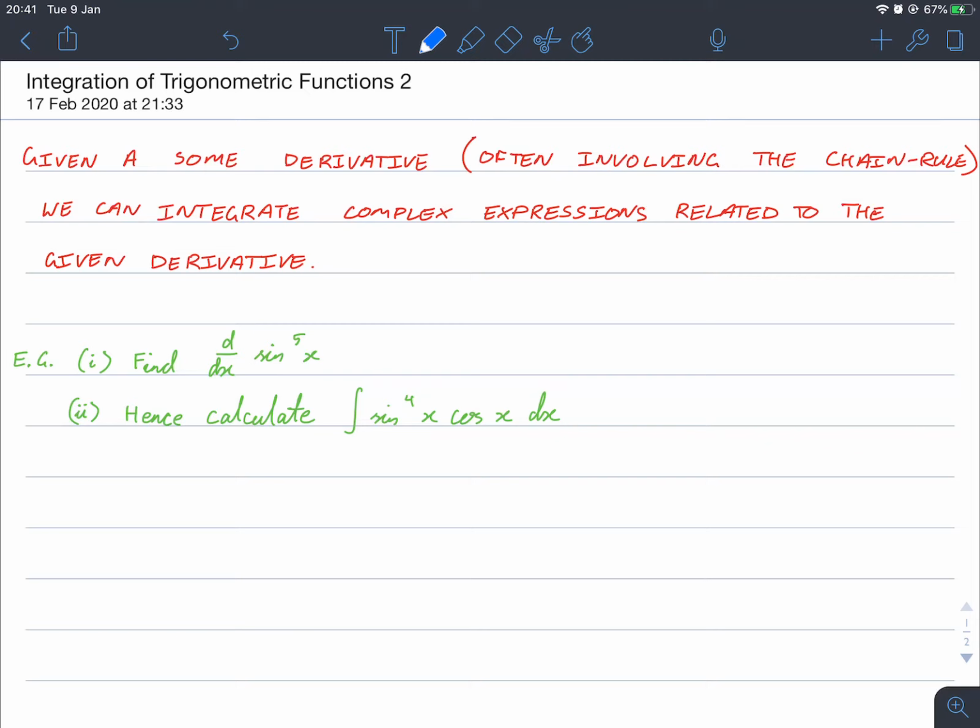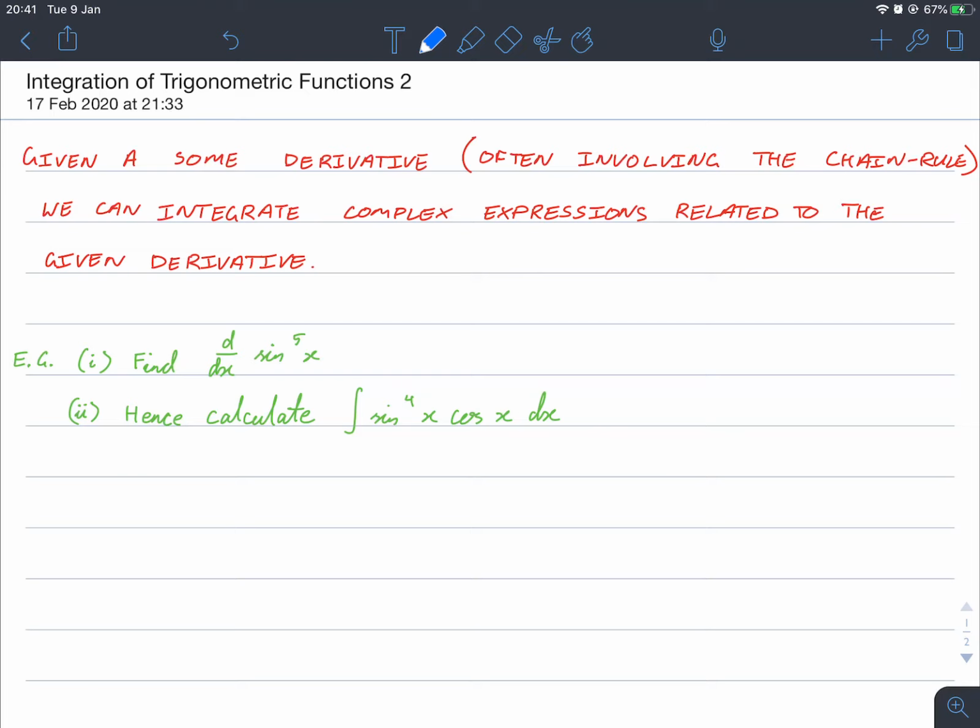Hello class, this is a video tutorial on the integration of trigonometric functions part 2. So in this video we're going to look at integrating complex expressions, but before that we are going to be given some derivative, often involving the chain rule. We can integrate complex expressions related to the given derivative.